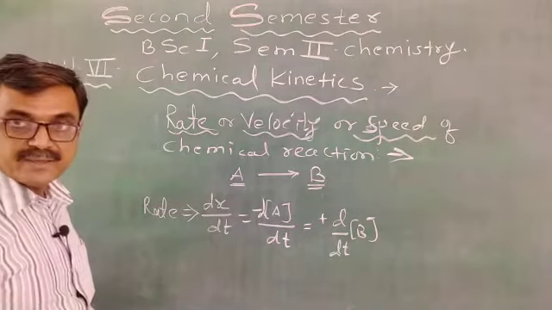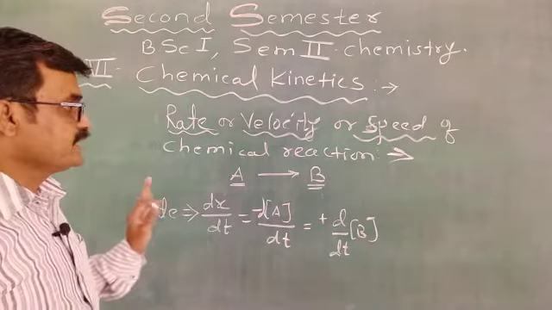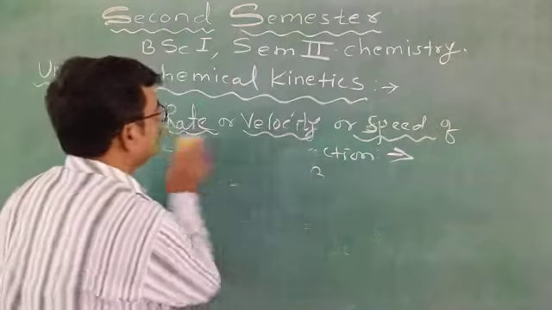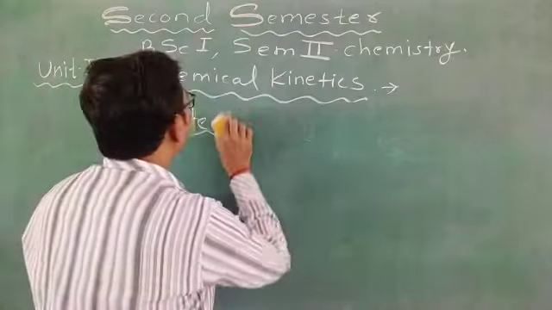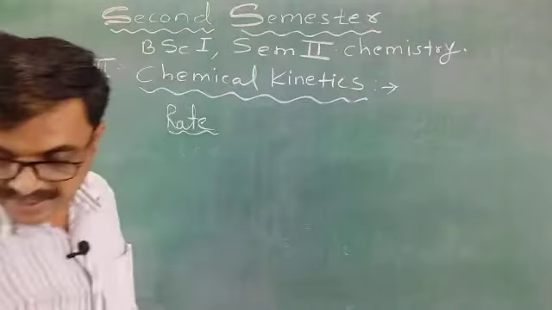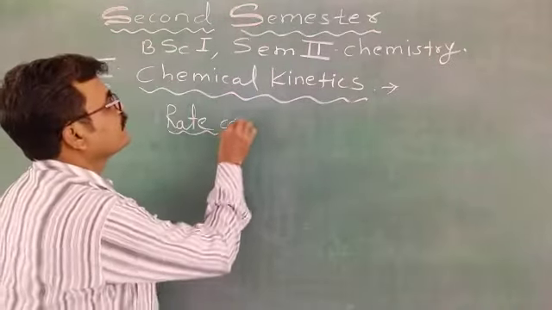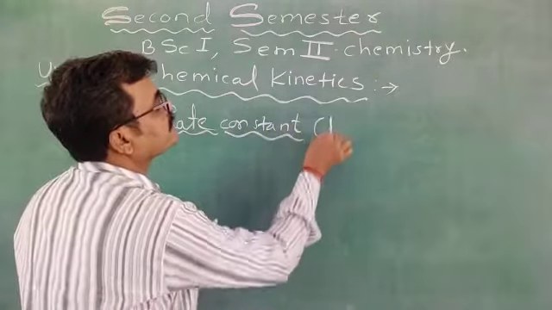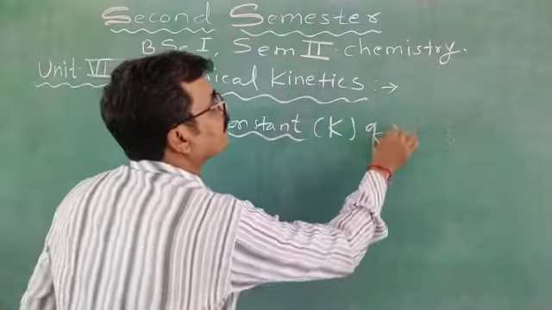Are you getting it clear? Now, after the rate of reaction, we have to see the second point, that is the rate constant of reaction. What is the rate constant? That is K of the reaction.